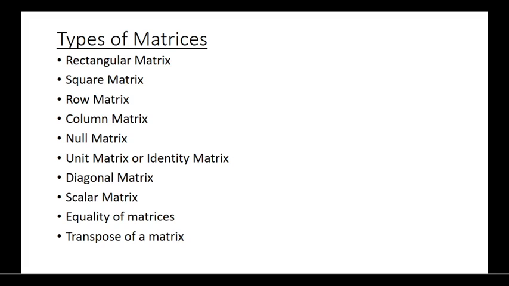Next we discuss the transpose of a matrix. In any matrix, if the rows and columns are interchanged, the resulting matrix is called the transpose of the original matrix. Suppose A is an m by n matrix, that means the order is m by n, then its transpose is a matrix of order n by m. It gets reversed. Why? Because we are interchanging the rows into columns.